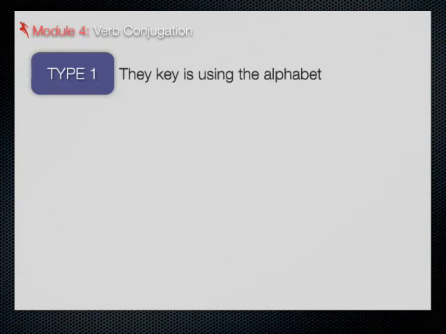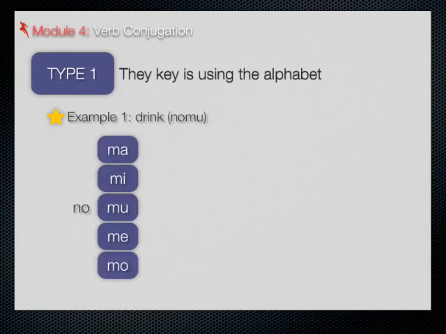The best way to explain this is to just use an example. Let's take as an example to drink, which is nomu. The last letter of that verb is mu, so we want to look at the ma, mi, mu, me, mo line of the alphabet, or column rather. As we just discussed, nomu is the dictionary form. But by changing that last letter and what follows that last letter, we can quickly conjugate between all the forms.